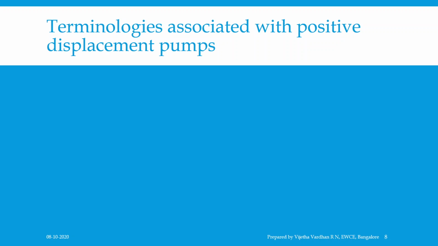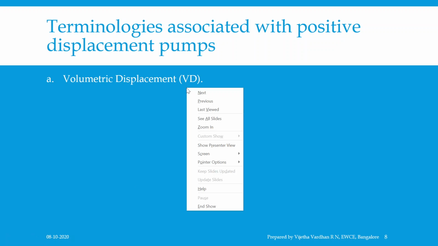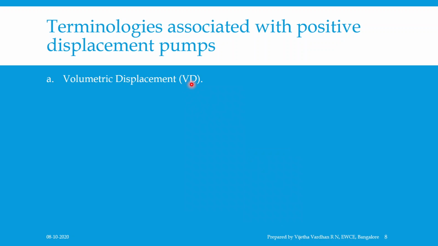Then coming to one more topic in this session, that is called as terminologies associated with the positive displacement pump. We'll follow the terminology one by one. The first one is called as volumetric displacement. It is normally given by V suffix T, but here it is given as Vd, but it is supposed to be V suffix D. Okay, it's a small mistake. You can please correct it.